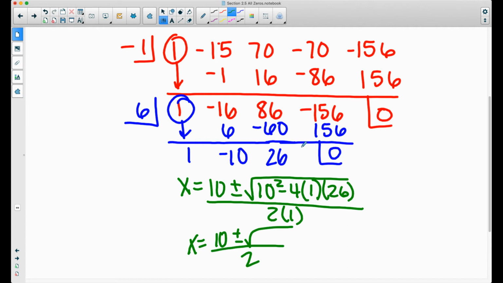All right, so we got 10 squared, which is 100. 4 times 26, which gets me negative 4. What's the square root of negative 4? 2i. And then we can divide it all out so we get 5 plus or minus i.